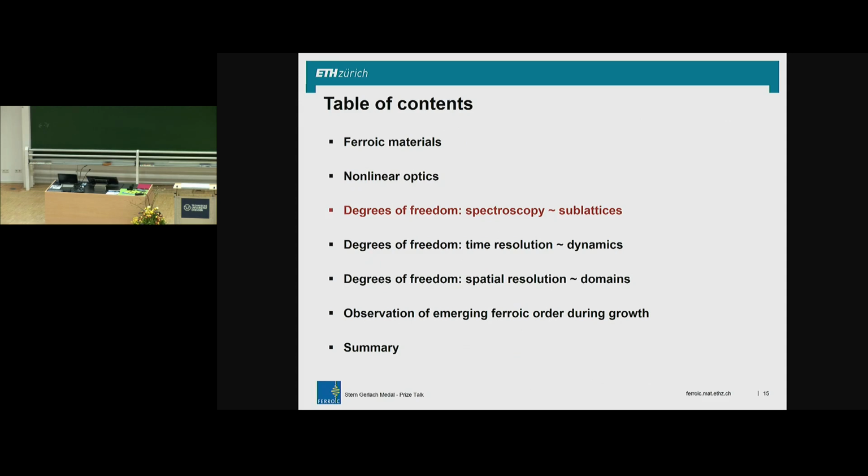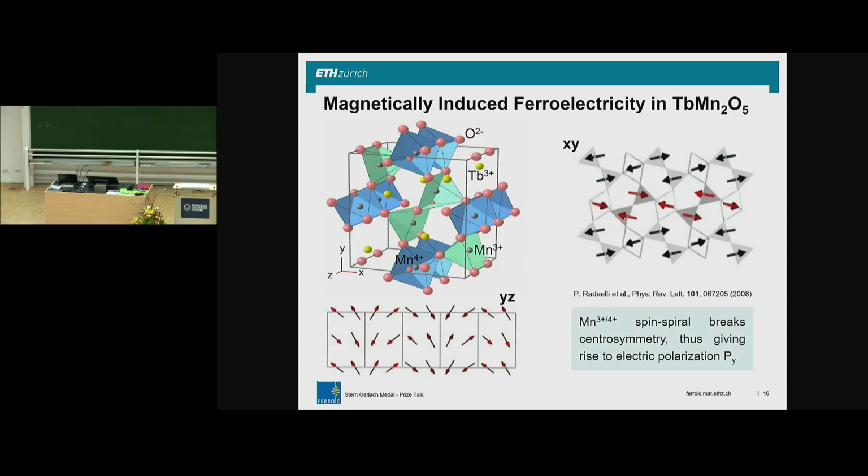Good, so let's now go through 3 examples that emphasize the 3 powerful degrees of freedom that optics has: spectral resolution, temporal resolution, spatial resolution. First, spectral resolution, or site sensitivity in a material. We take terbium Mn2O5, complex structure, no need to really memorize all of that. The important message is you have 2 manganese sites and they form a spin spiral. Spin spiral breaks inversion symmetry and permits an electric polarization to show up on top. So it's a magnetically induced ferroelectric, a multiferroic.